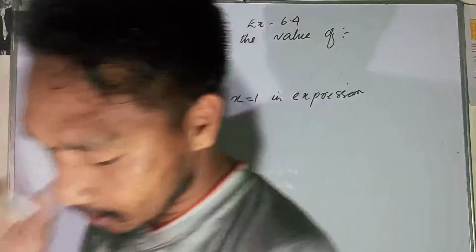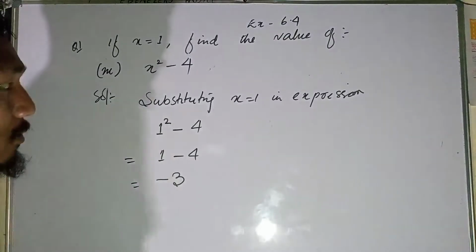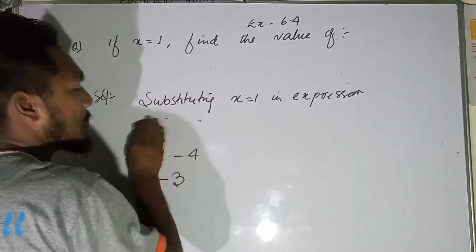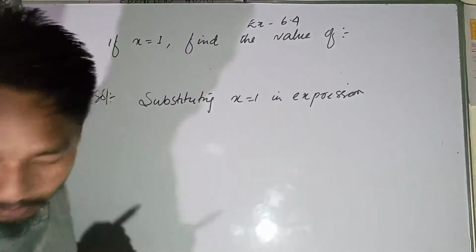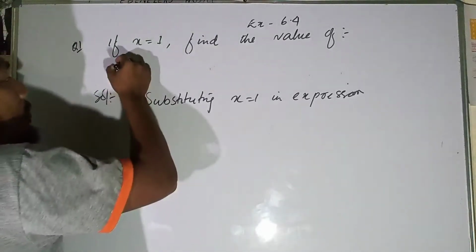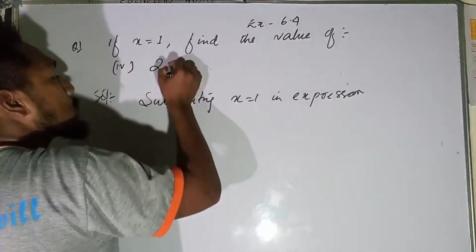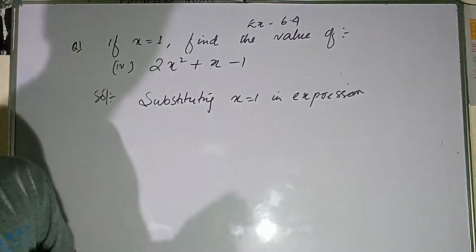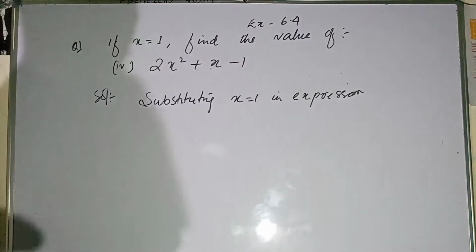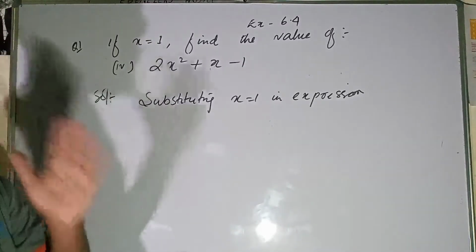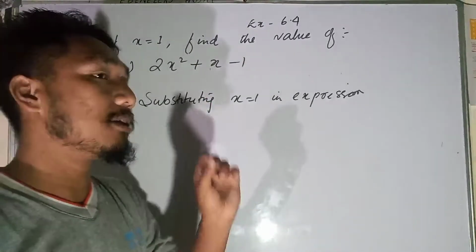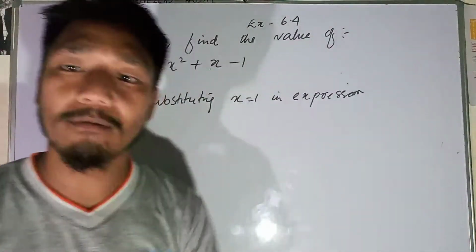Okay, I think you're clear about this. Next, one more question. Roman number 4. What does Roman number 4 say? 2x squared plus x minus 1. So wherever x is there, I am going to substitute the value 1 in place of x.